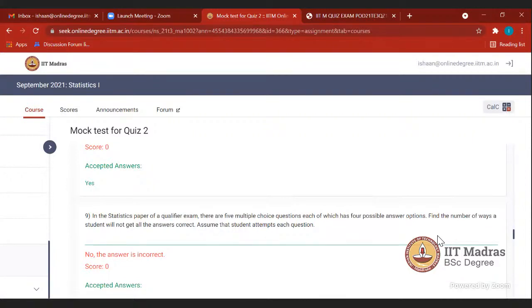So for each question, the student has a possibility of 15. In 15 ways he can attempt, right? No. Okay, let's just see. Not 15. Is it mentioned MSQ? No, it's MCQ. It mentions 4 multiple choices. Okay, my mistake, sorry. So there are 4 for each. There are 5 questions, and each can be answered in 4 ways. So the total number of ways you can answer is 4 raised to the power 5.